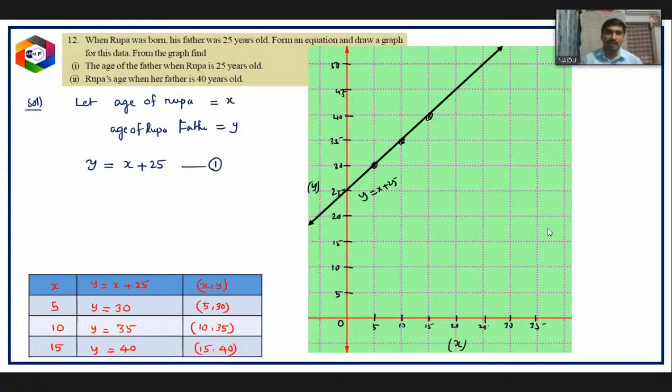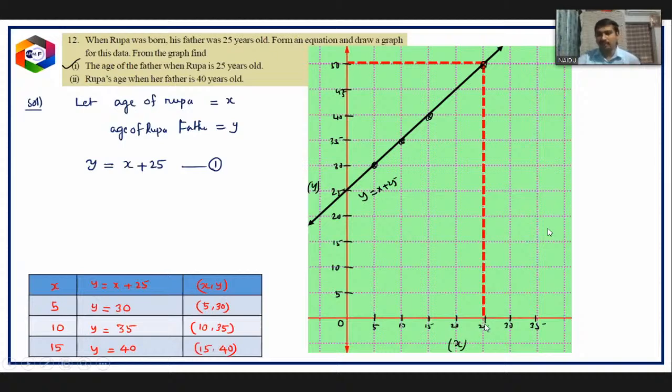Now 2 more questions are to be observed, children. The first question is the age of the father when Rupa is 25. Rupa's age is taken on the x-axis and the father's on the y-axis. That means when Rupa is 25, what is her father's age? So where Rupa is 25, this is the point. There you have to draw a straight line as we did previously. Observe, this is the 25 reference. Now it intersects the graph at this point, and from there we join a horizontal line to where it intersects. Observe this: it is intersecting at 50.